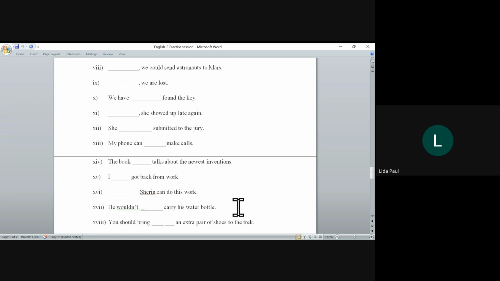Now, the next would be she dash submitted to the jury. This can be many. You can say eventually, you can say, oh, which one? Sorry, honestly. Honestly submitted to the jury. Yes, that can also go. My phone can dash make calls.